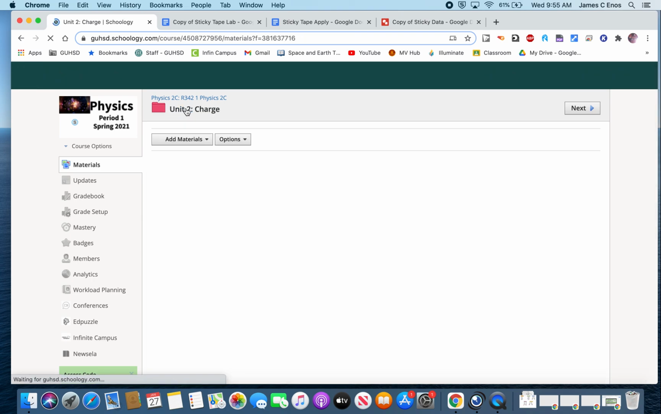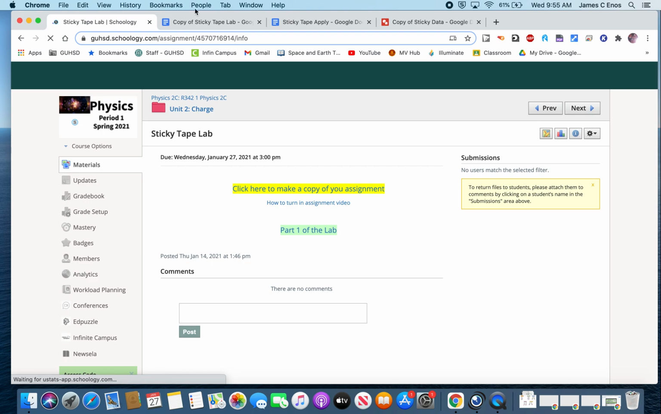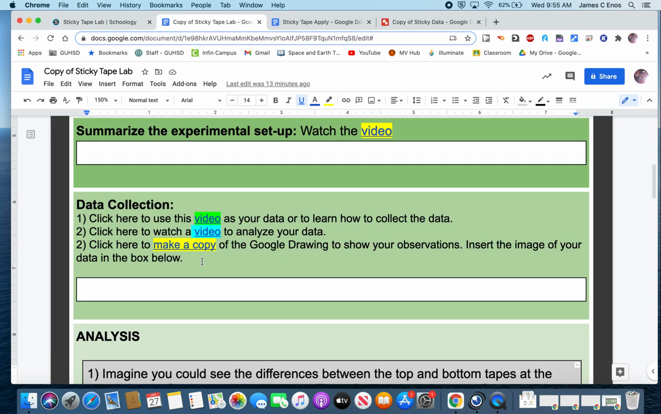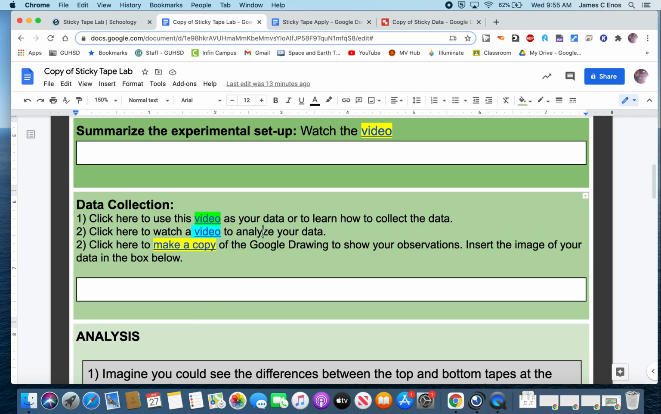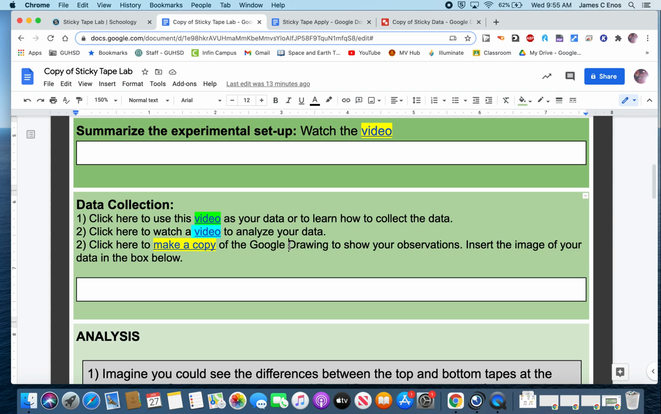After you address that question, I'm going to go back to our sticky tape lab. From our sticky tape lab, this is where we're going to get the second half of the laboratory experiment. If you already have part 1 of the lab, we did that yesterday. Today we're going to get to part 2. So what you've got to do is analyze the data. Get to this video of analyzing your data, and then after you do that, you're going to make a copy of your Google drawing. So you're watching that video to analyze that data.